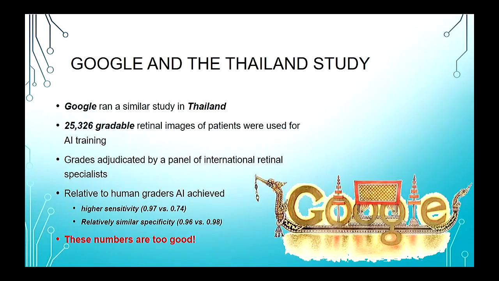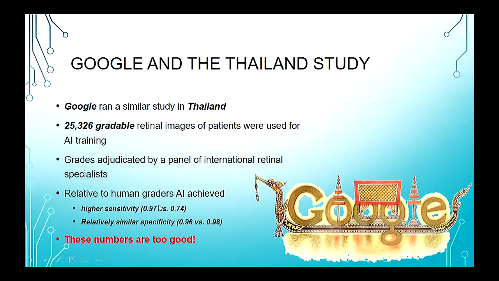This is a study published, I think, about 2 or 3 months ago, where Google ran a similar trial to the one they did in the UK, but this time in Thailand. Thailand, as you know, is a low-income country. They have a lot of problems in their primary health care, and they are very keen on taking up AI for their medical care. They graded about 25,000 retinal images, and essentially they got a team of international ophthalmologists from Thailand, from the UK, and other places to grade them.